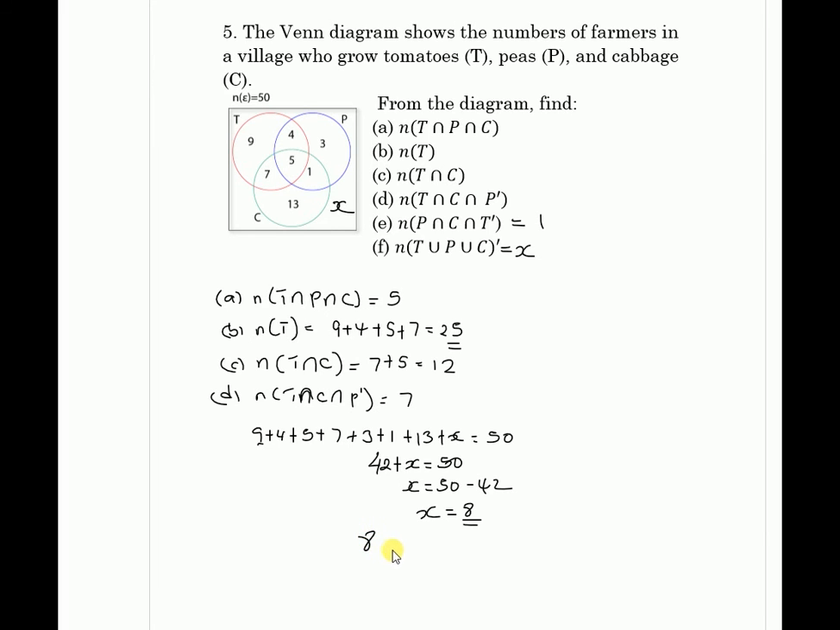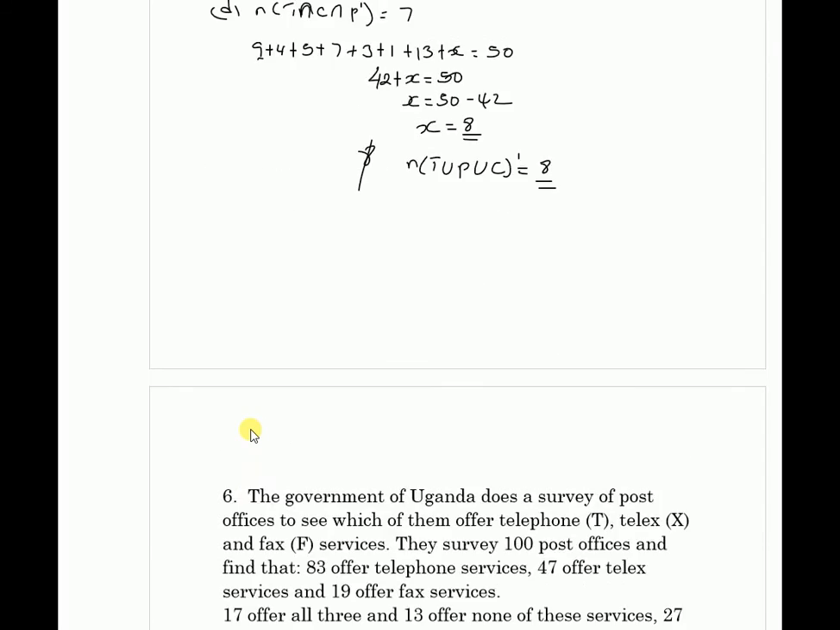So we have that 8. So we have that the number of T union P union C complement is equal to 8. Let's see what we have there. Okay, we are proceeding.